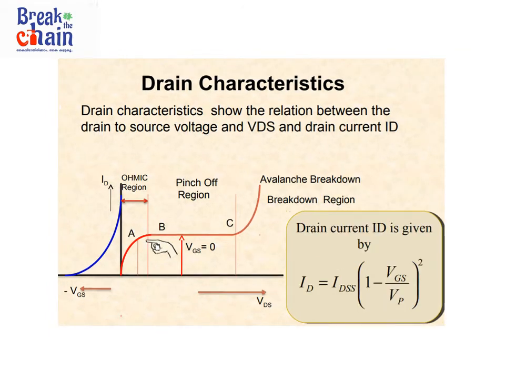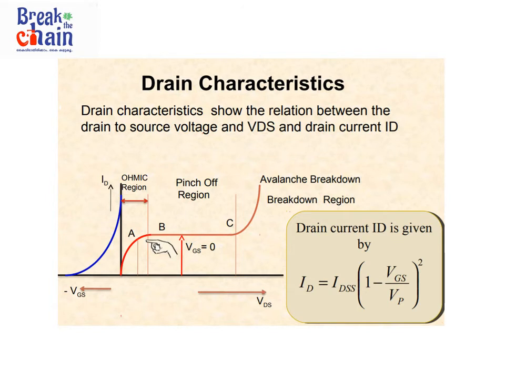In this figure, the drain characteristics are shown, and there is a very famous relation between the drain current ID and VGS, and also with respect to VP: ID equals IDSS into (1 minus VGS divided by VP) whole squared. IDSS is called the drain to source saturation current, which means the maximum value of the drain current.